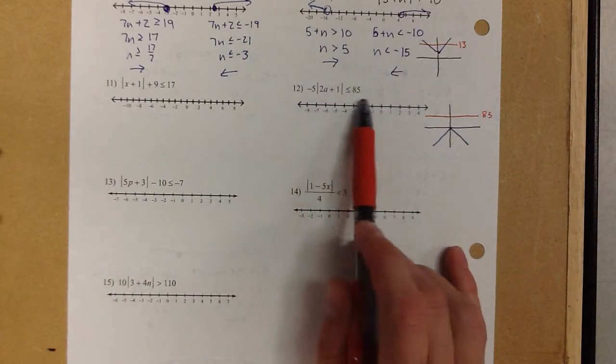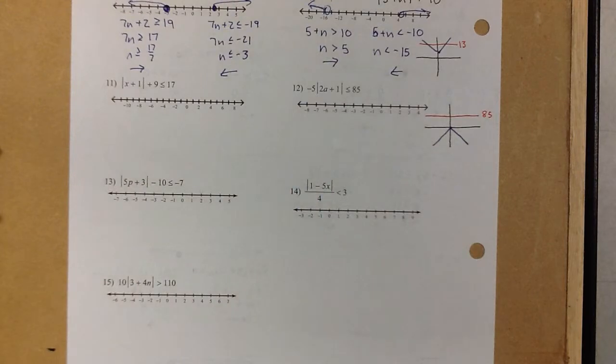So what does this want to know then? When the absolute value is greater than 9. When the absolute value is what? Below 85. When is the absolute value below 85? Always. All the time.